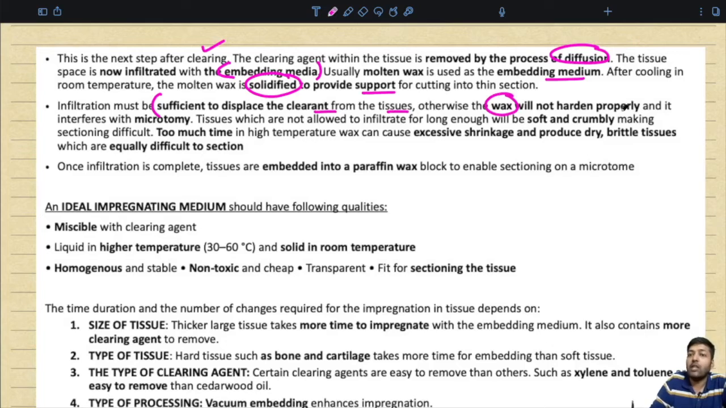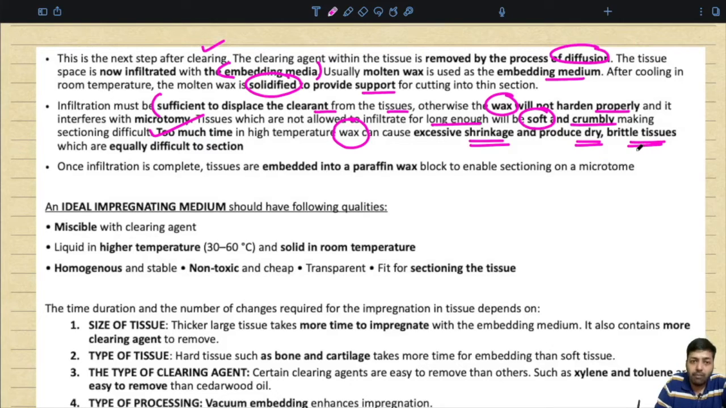Otherwise, the wax will not harden properly and it interferes with microtomy as well. So, tissues which are not allowed to infiltrate for long enough will be soft and crumbly, making sectioning difficult. Now, this is when there is insufficient embedding or infiltration. On the other hand, too much time in high temperature wax can also cause excessive shrinkage and produce dry, brittle tissues which are equally difficult to section.